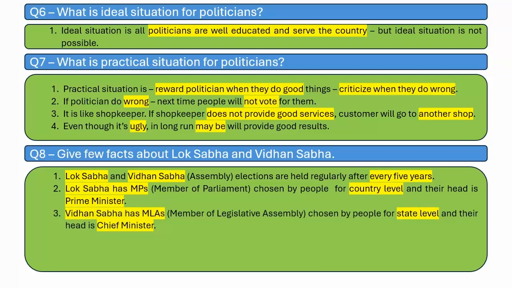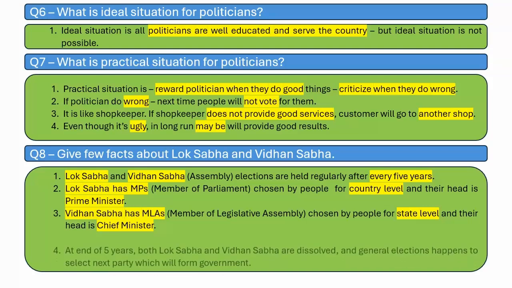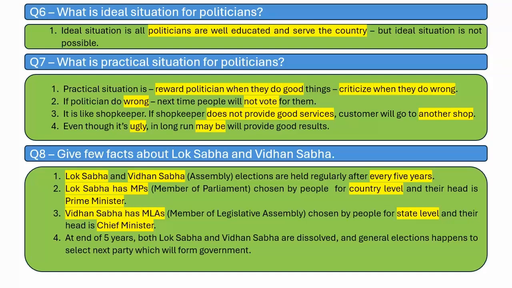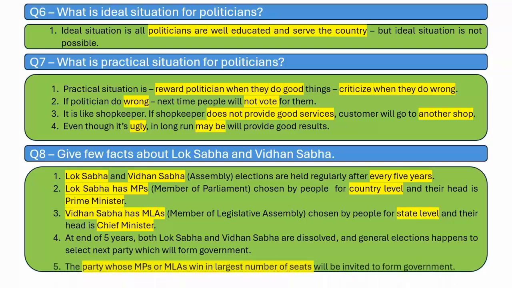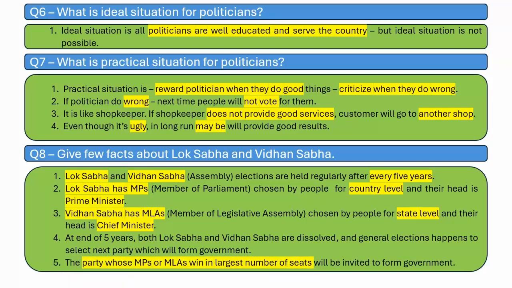Vidhan Sabha has MLAs, members of Legislative Assembly. This is at the state level, not at the country level, and their head is the Chief Minister of the state. At the end of 5 years, both Lok Sabha and Vidhan Sabha are dissolved and general elections happen to select which next party will form the government. The party whose MPs or MLAs win the largest number of seats will be invited to form the government.